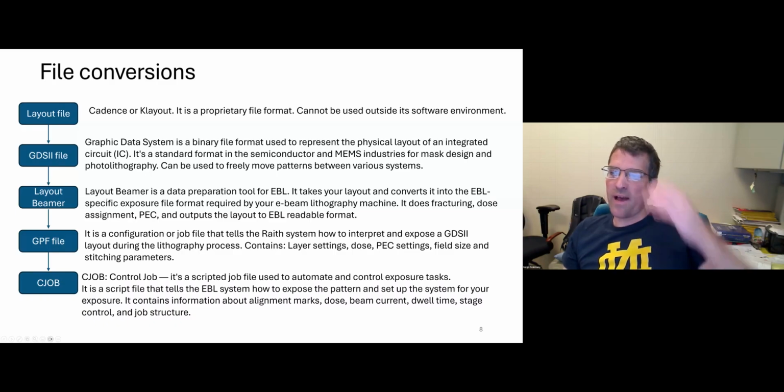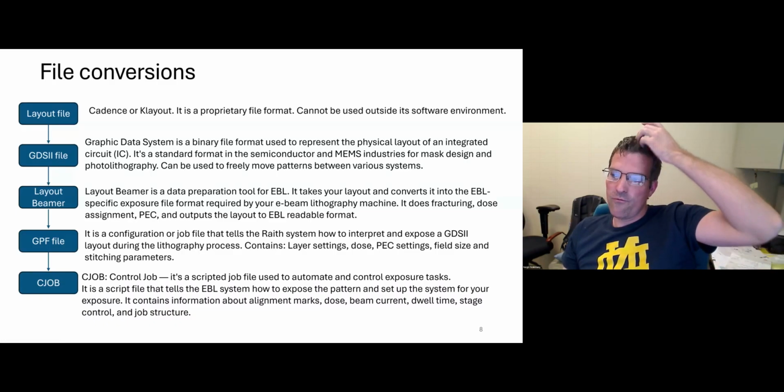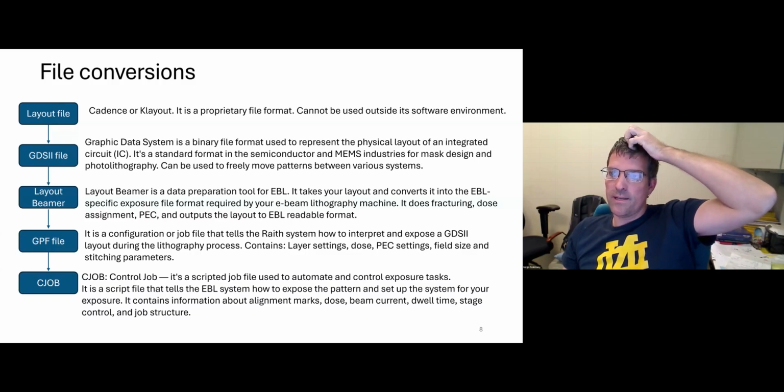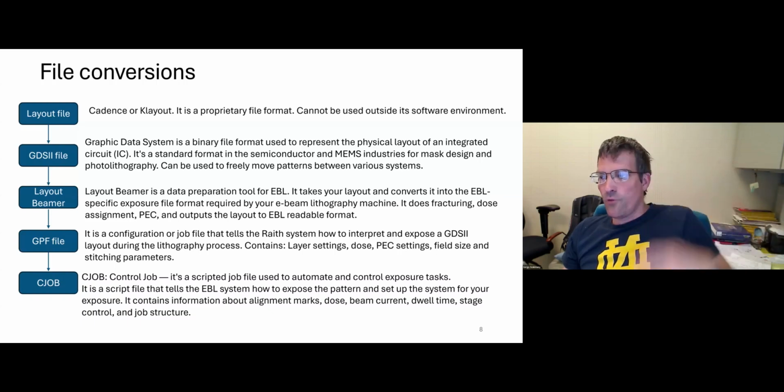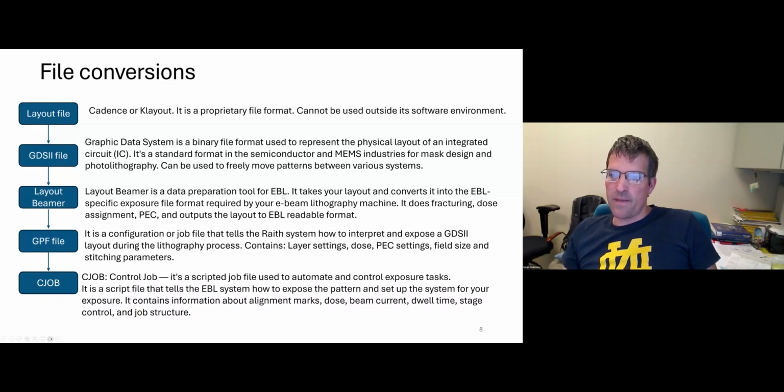Now, once you have this GDS file, you have to set up the pattern so the e-beam system will understand it. And for that, Notre Dame has one floating license called Layout BEAMER. This is where you condition your e-beam pattern. Here you make your fracturing of your pattern, you set up your dose, you select your grid size, your main fields and subfields. These are all information that I'm going to tell you about. And basically, this is where you can set up your proximity correction.